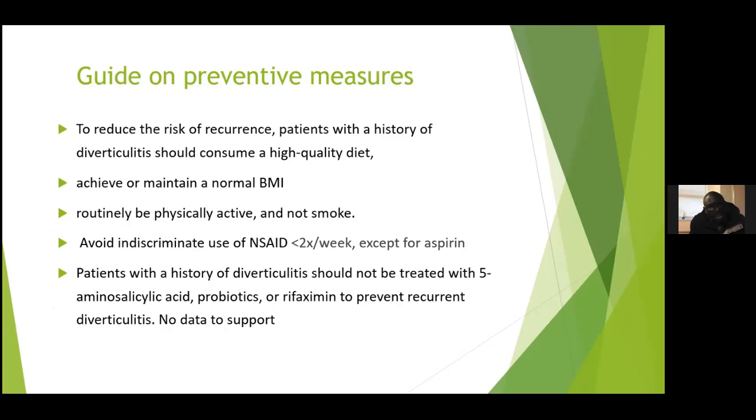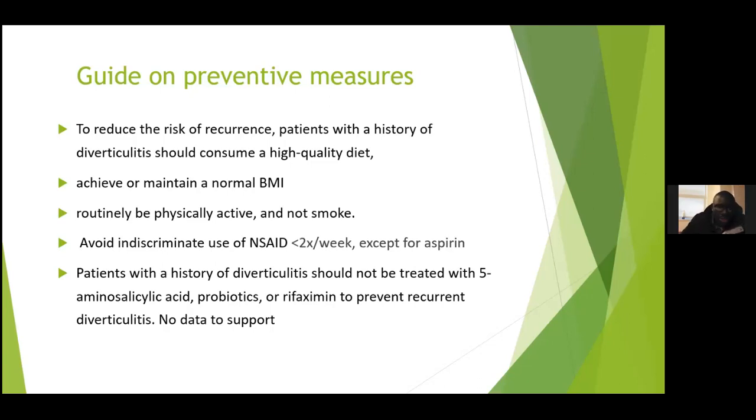They also look at the guide to preventive measures. They said to reduce the risk of recurrence, patients with a history of diverticulitis should resume a high quality diet. Just to say that a high fiber diet does not mean a high quality diet. To achieve and maintain a normal BMI is also very important. Again, physical activity is very important, and they should not smoke. They should avoid indiscriminate use of NSAIDs, preferably less than twice per week. However, those on aspirin for cardiovascular issues can continue with the aspirin.